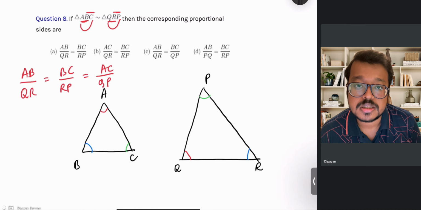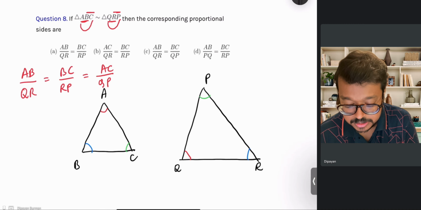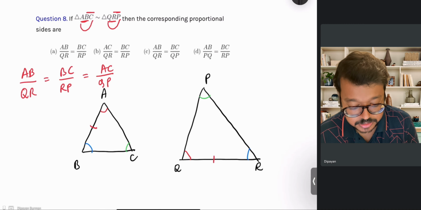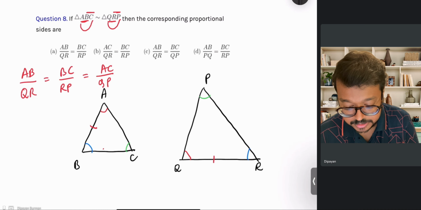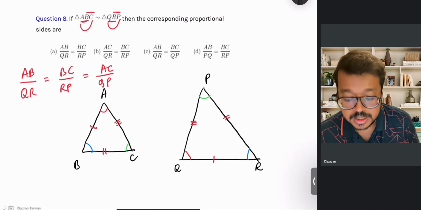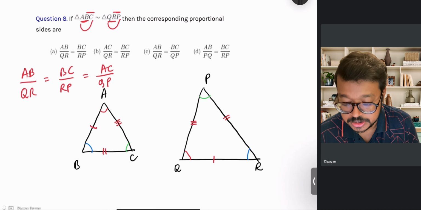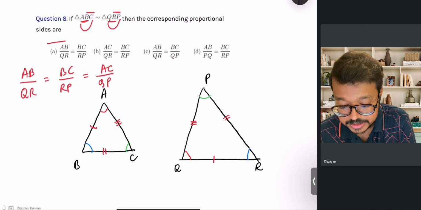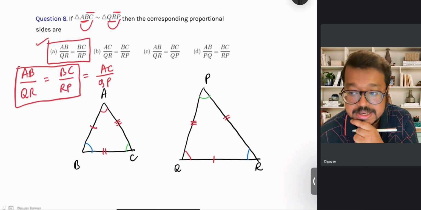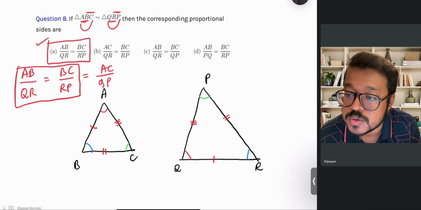So these are the corresponding sides which are proportional. AB and QR, these are corresponding sides. Then BC and RP, AC and QP. If I look at the options, option number A is correct. So it follows what we have, AB by QR equals to BC by RP.